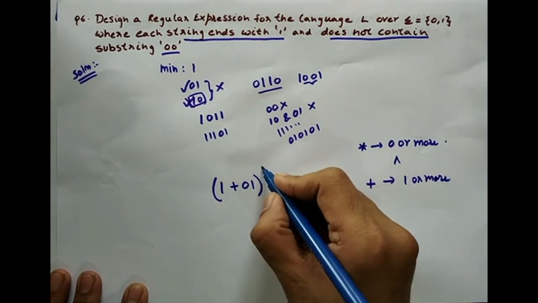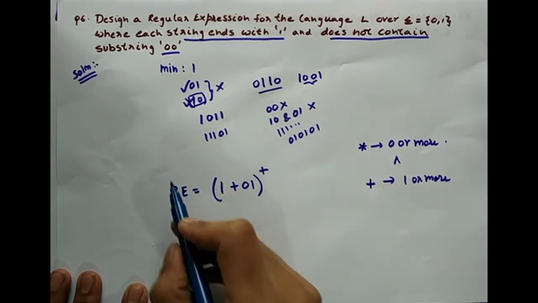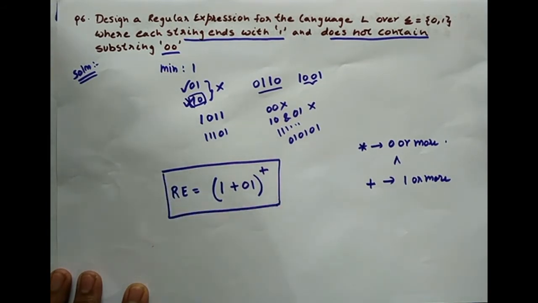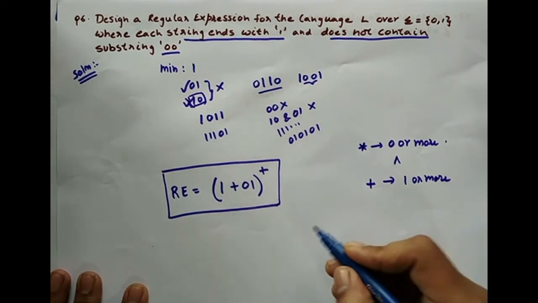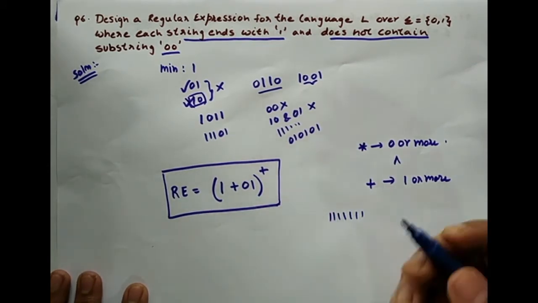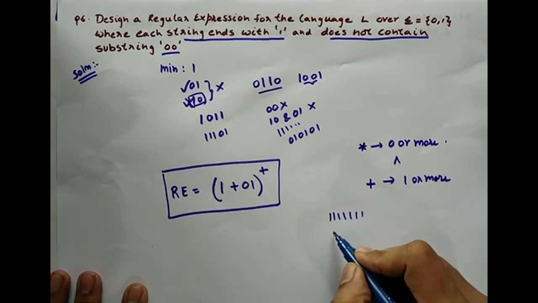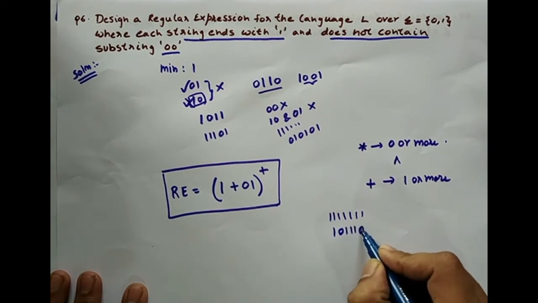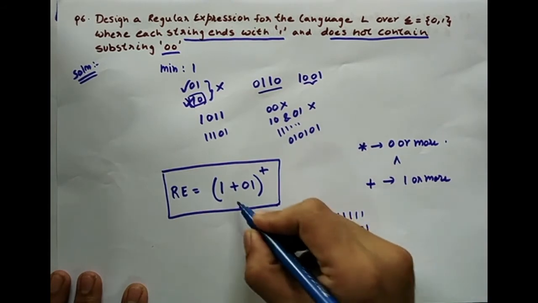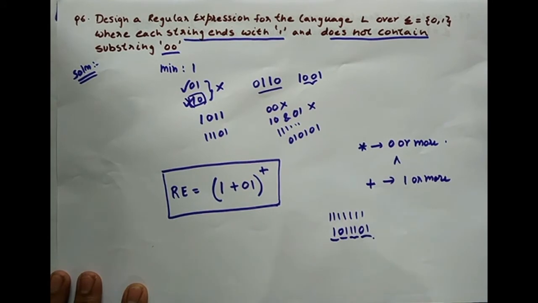Okay, so the required regular expression here will be 1 plus 0, 1 raised to plus. Now if somebody asks, will this particular string be part of the regular expression? Yes. Why? Because 1 can be repeated once or n number of times. Will 1, 0, 1, 1, 1, 0, 1 be part of this? Yes, because 1 can be taken from here, then 0, 1 can be taken from here, then any number of ones can be taken from here, then 0, 1 can be taken over here.